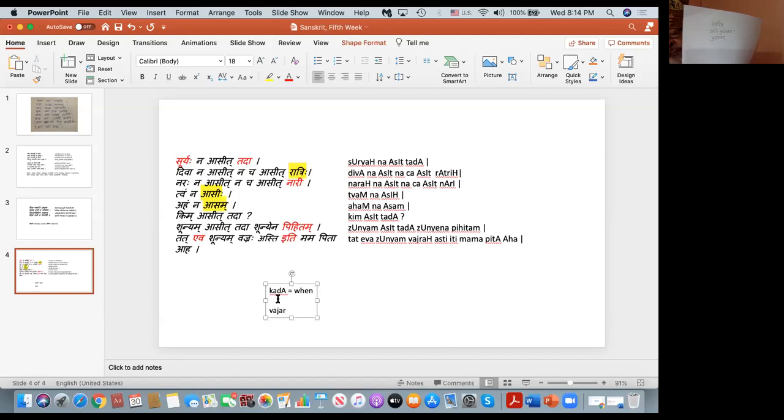Swasti, api kushalam, and then if you are really close to your friend and if you are hungry, kushalam kintu bubukshita asmi, you can say, depending how close you are with your friend.